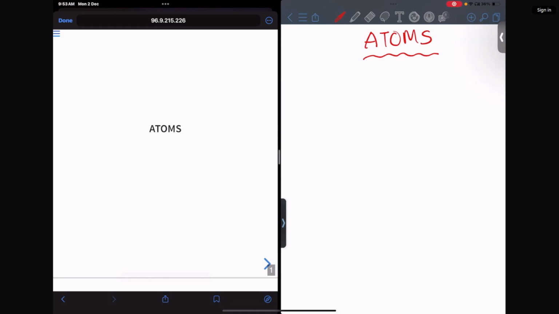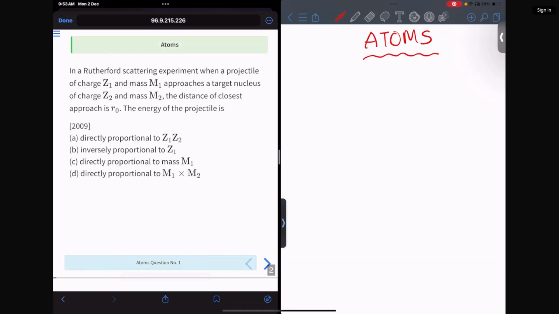So, before beginning the chapter atoms, I would like to say this is one of the most important topics from modern physics. In modern physics you have three chapters: atoms, dual nature of matter, and nuclei. Every year you'll get at least 6 or 7 questions from modern physics. It is such an easy chapter, with very few formulae, and has a very high weightage. That is why this is one of the most important topics in your physics. So let's begin.